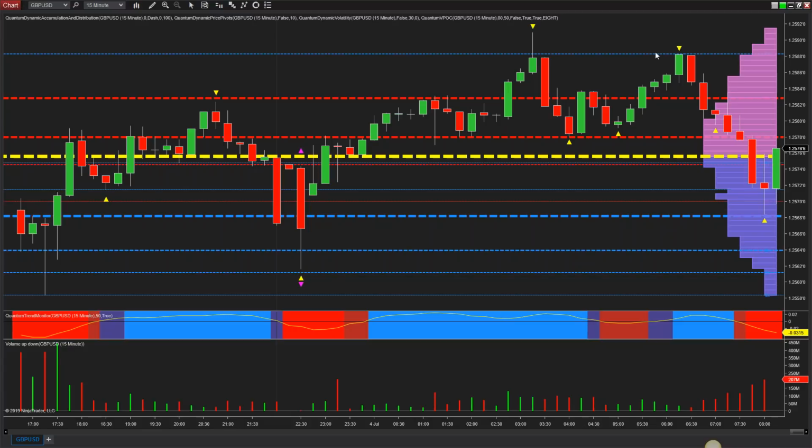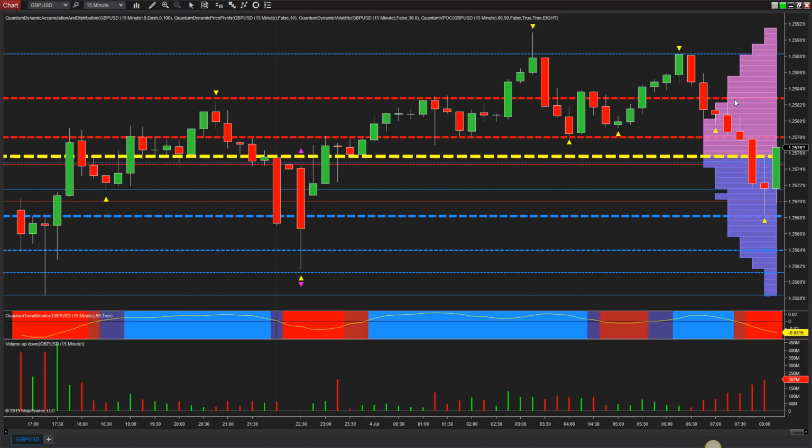In other words, the number of times that region has been tested either from above or below, and therefore becomes a ceiling or a platform of support. And the thicker the line, the more developed, the stronger that region is likely to be. So this was tested. This was a decent region. We had a decent effort to rally here, so we've got a decent top in place here.